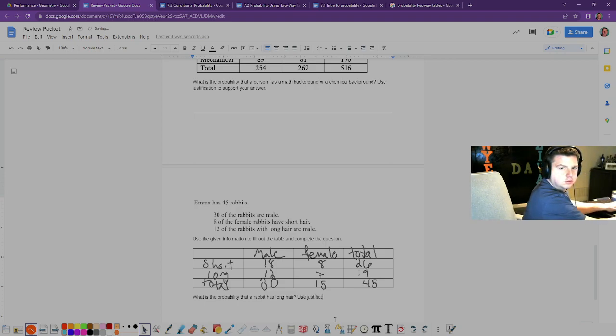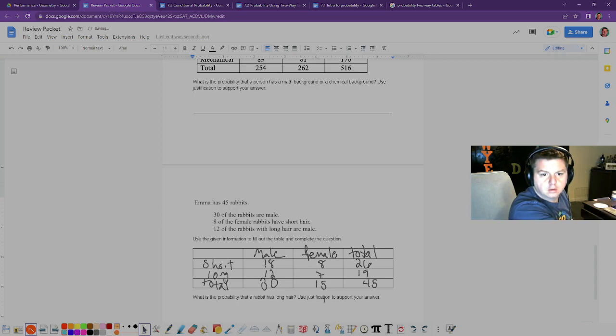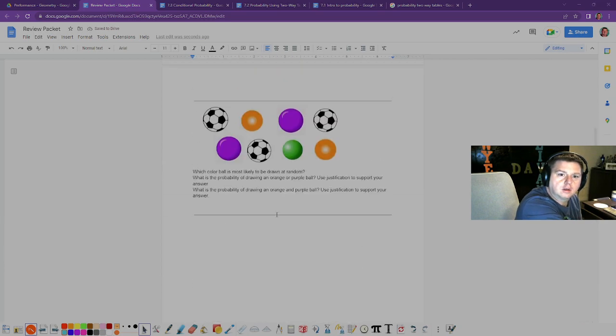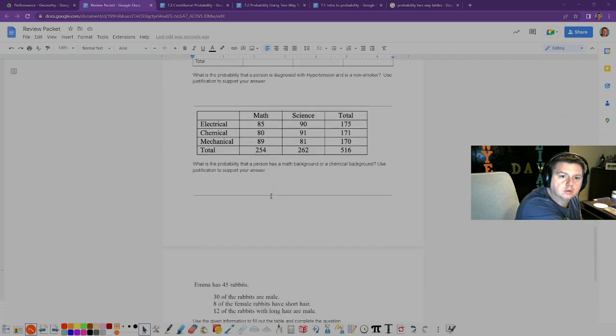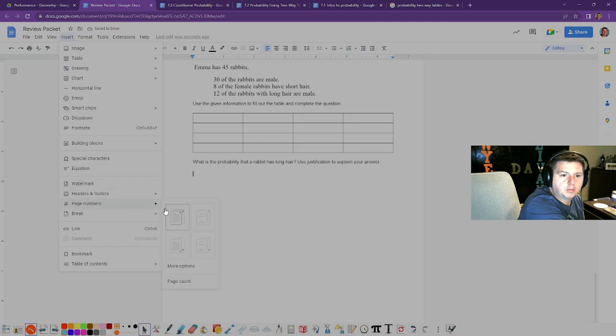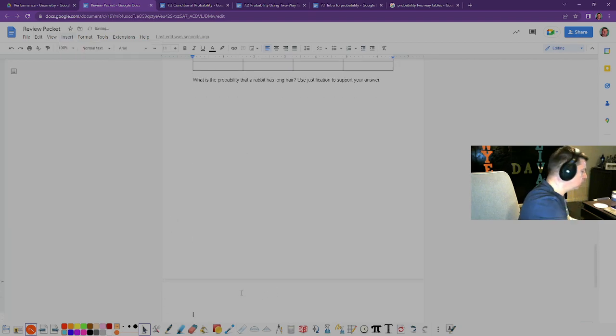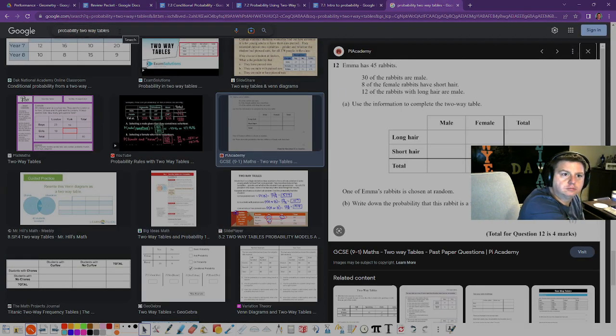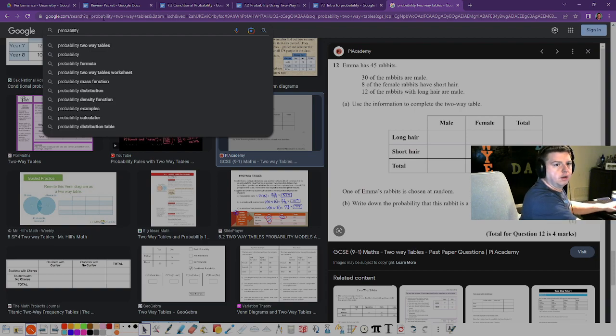Use specification to work answer, of course. Good. So that gets us out of 7.2. 1, 2, 3. Okay. And now, insert page break, and then we're gonna go 7.3, additional. Not bad, not bad. And go conditional probability.